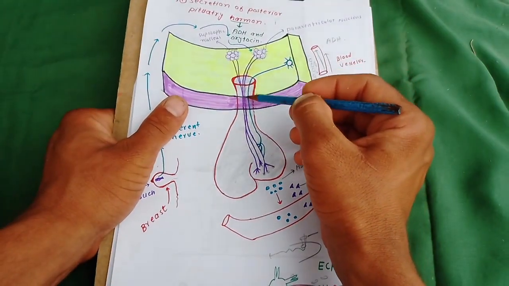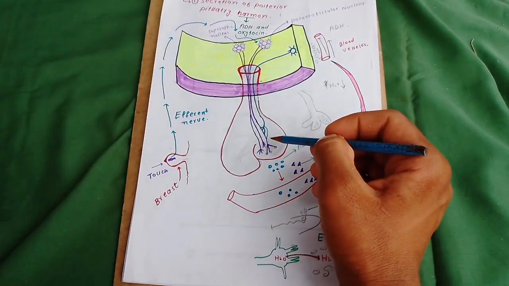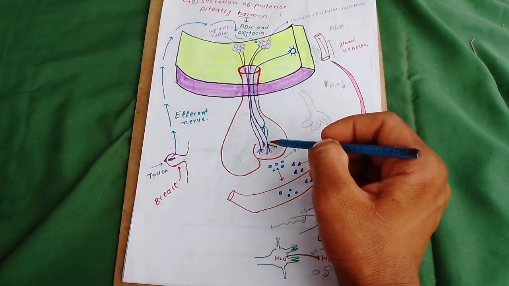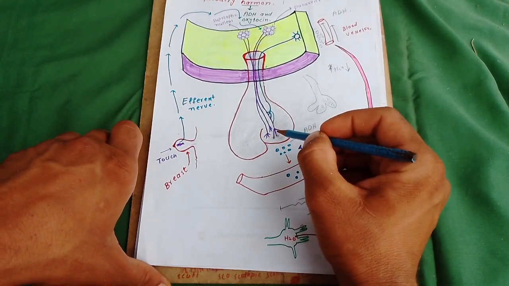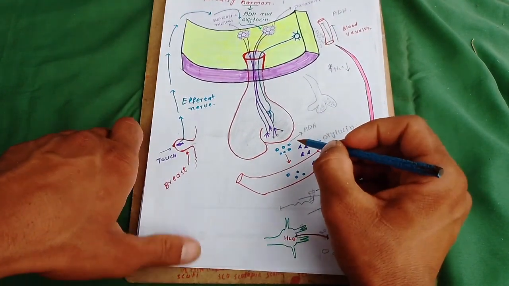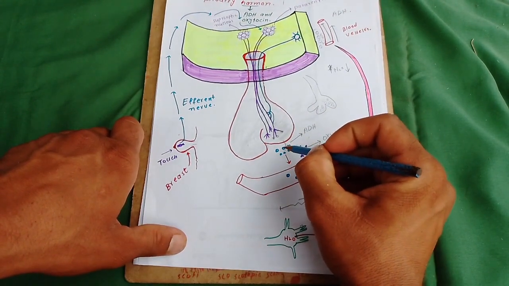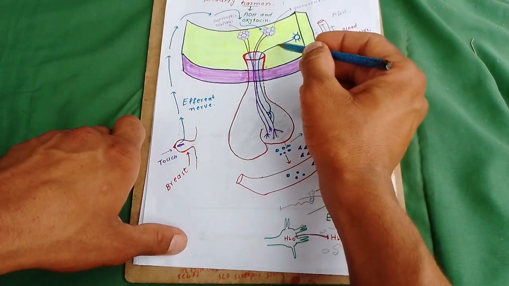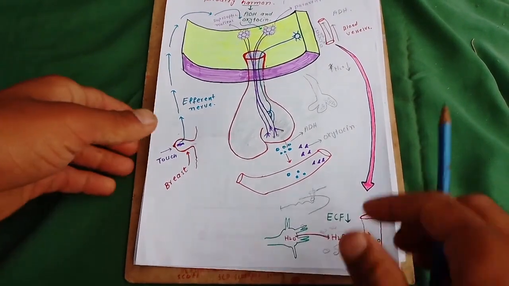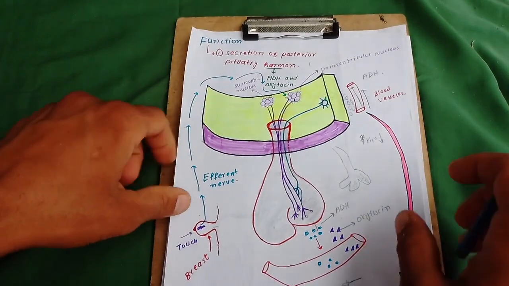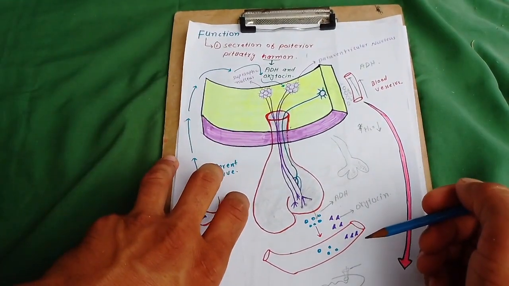So when the impulse goes and stimulates this synaptic terminal, when the impulse is coming, the synaptic terminal is activated and releases ADH. So ADH is released by this mechanism. So this is the secretion of the ADH.